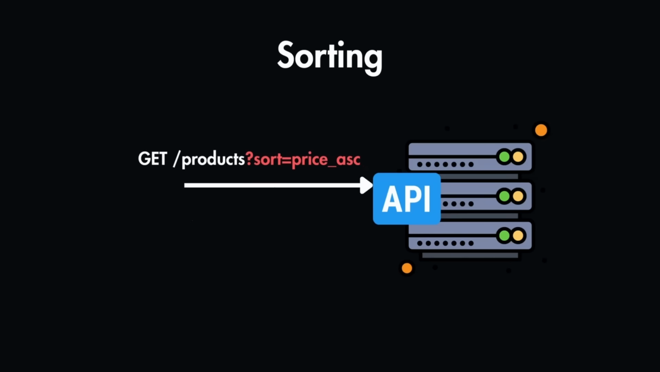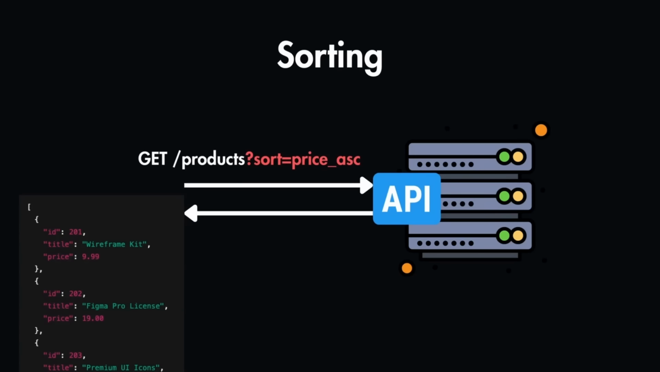Next, we also have sorting. In this case, again, it's controlled through the query parameters, and query parameters are anything that starts after the question mark in the URL. So in this case, you usually pass the sort attribute, and this can be, for example, ascending by price or ascending by reviews, or it can also be the descending order. So based on this, you will get the response from the API in a sorted order.